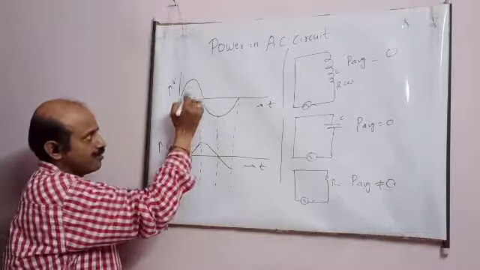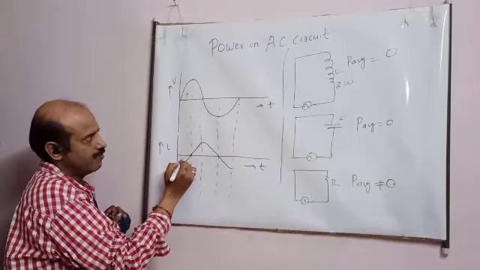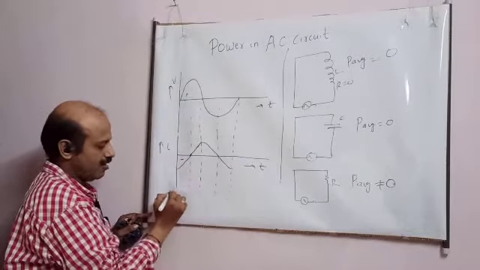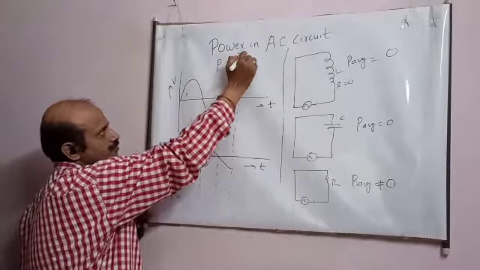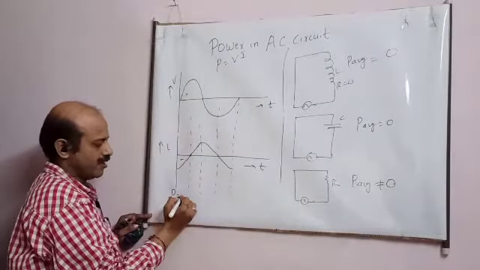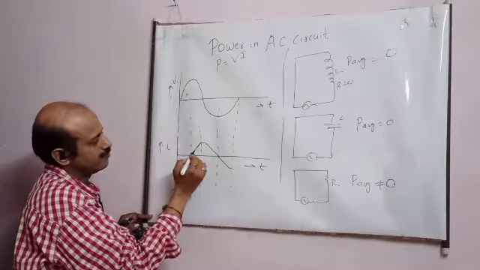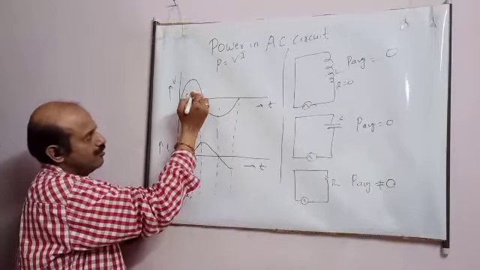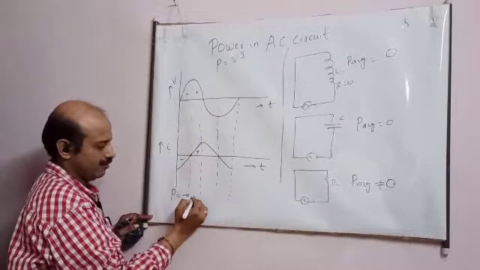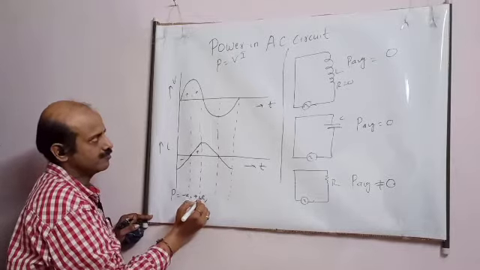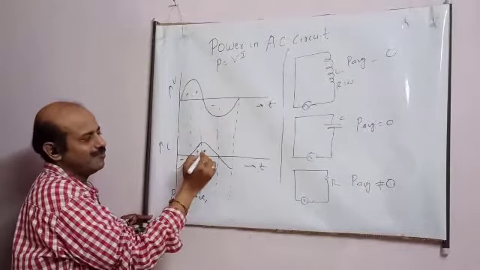Now you see this part of the graph. Here V is positive, I is negative. So what is the power, student? Power basic formula is VI, student. So in this part power is negative. Now you see this part. Here V is negative, I is negative, so VI is positive, power is positive.